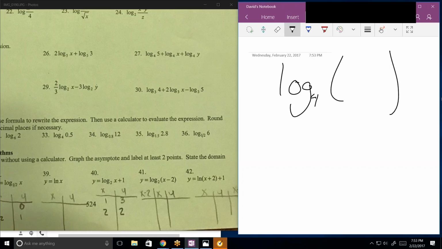Log base 4. Base 4, yeah. When you say log of, what's supposed to follow the "of" is the argument. So it's not correct to say log of 4. That would be log of 4. Okay? So what goes in the argument?